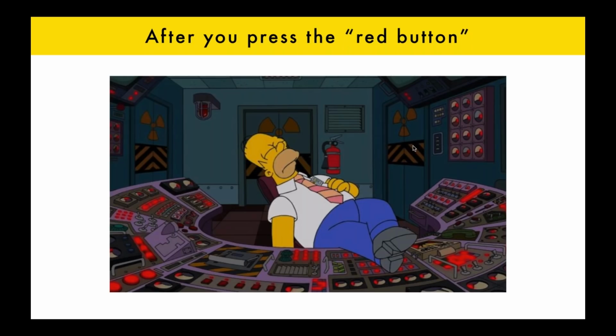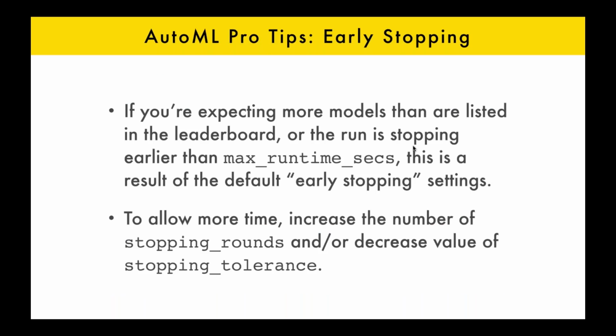All right, so after you've pressed the red button and taken a coffee break or whatever, worked on some things, read some articles, gone on Twitter, whatever it is that you can now do now that you have this tool to automate your job, basically. Then, let's say the model is done, and you look at your results and you say, I thought there would be more models. What happened here? That might have something to do with our early stopping settings.